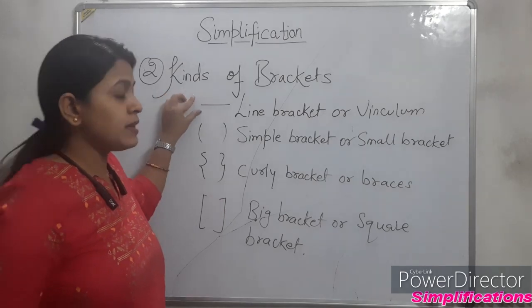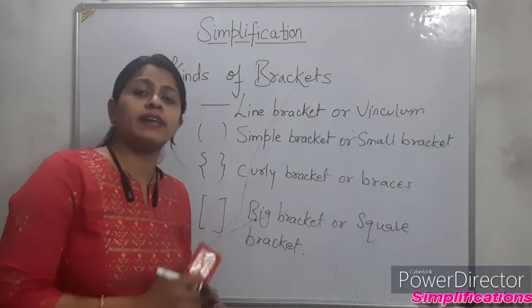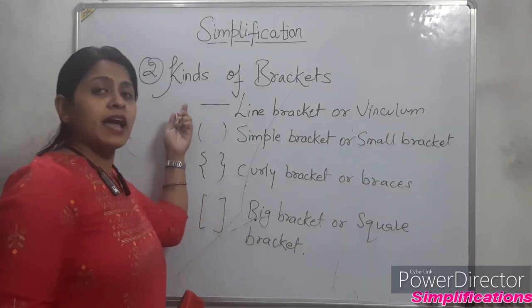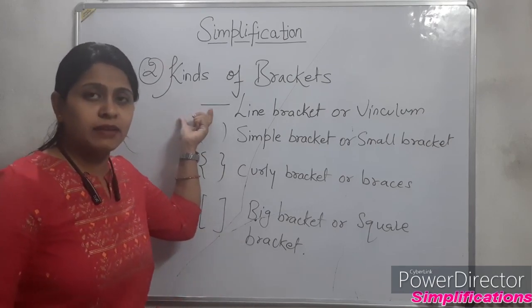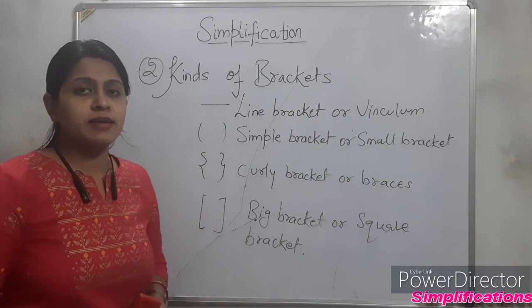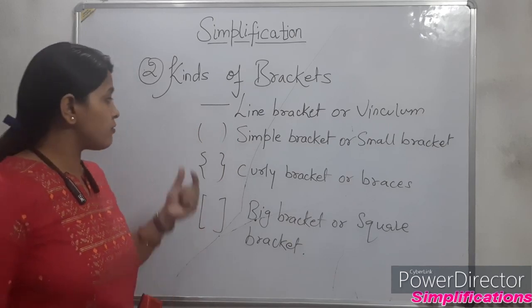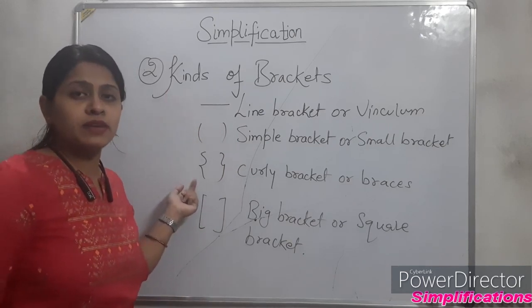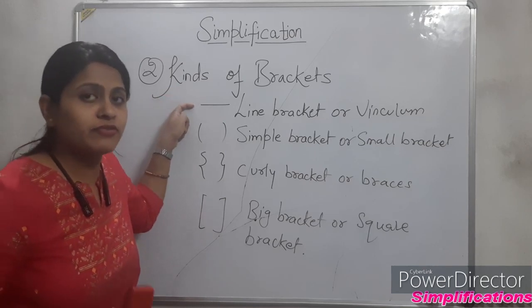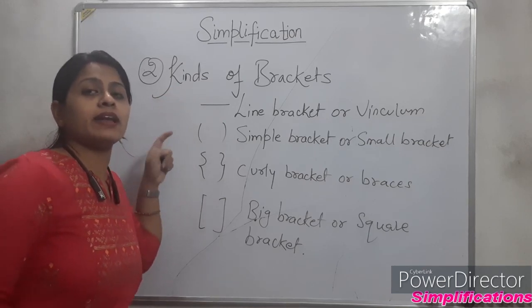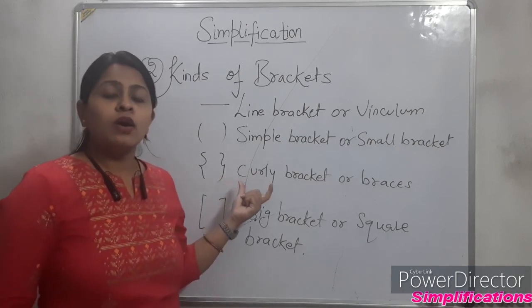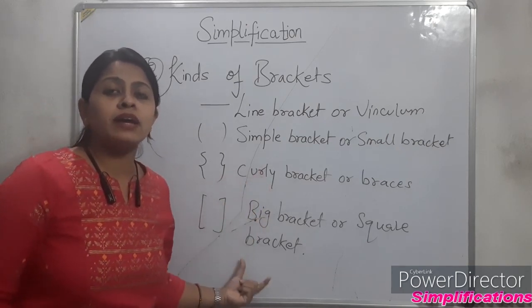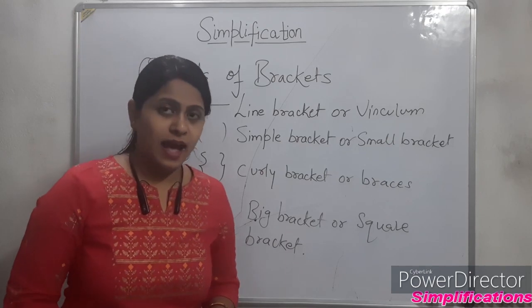If only the line bracket is given, we have to solve the line bracket first. If line and the small bracket both are given, we have to first solve the line bracket, then we go with the simple bracket. But if all the 3 brackets have been given, line bracket should be solved first, then the small bracket, then the curly bracket. And if big bracket is also included in the question, then big brackets should be solved last.